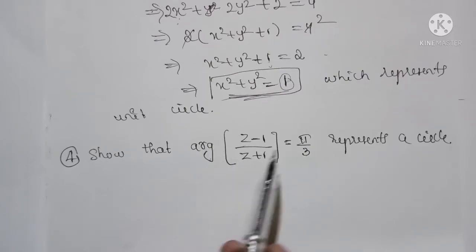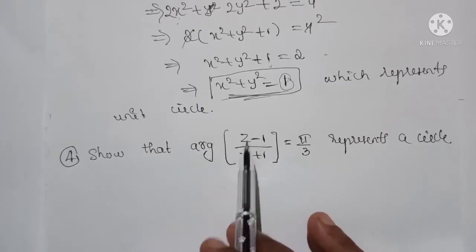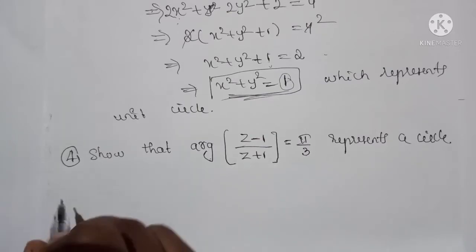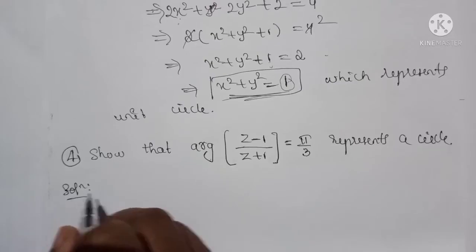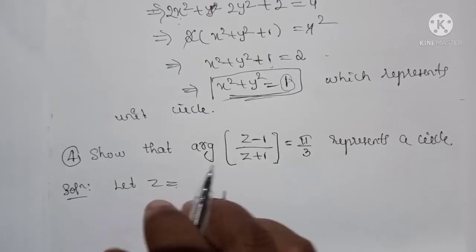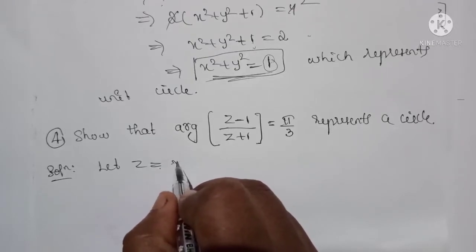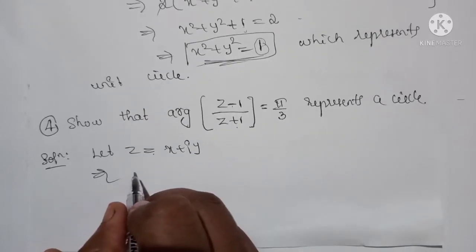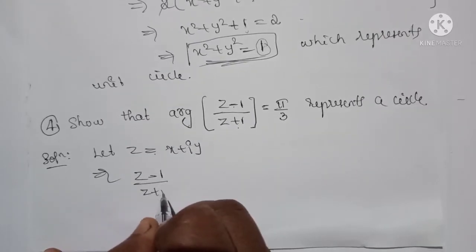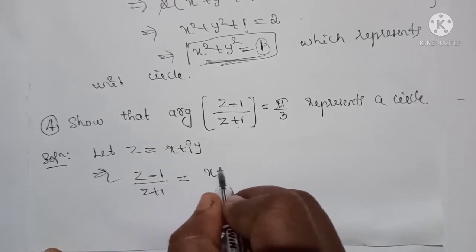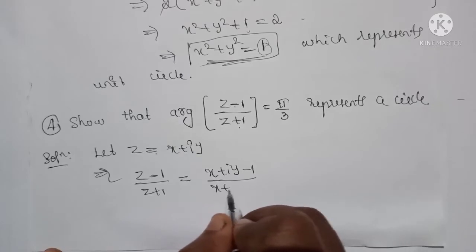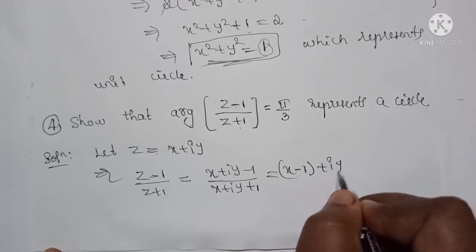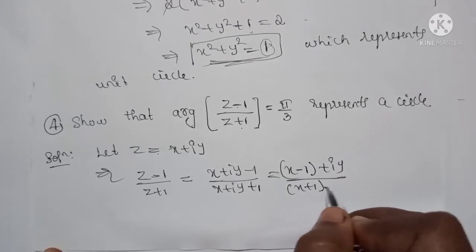Before that we need to express this number into x plus iy form, then only we get the tan inverse of y by x value. So thus, solution: let z is equals to x plus iy, then z minus 1 divided by z plus 1 can be written as x plus iy minus 1 divided by x plus iy plus 1, or x minus 1 plus iy divided by x plus 1 plus iy.